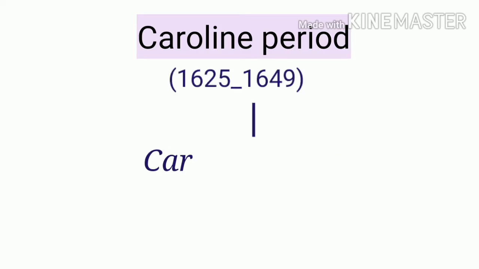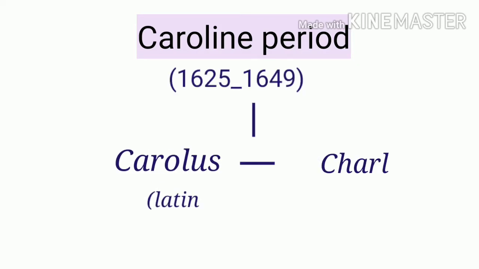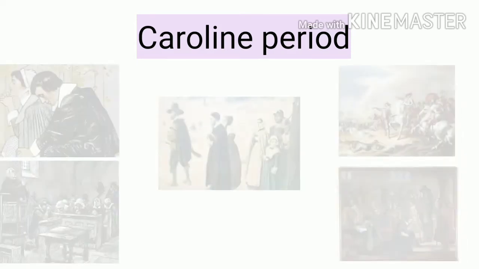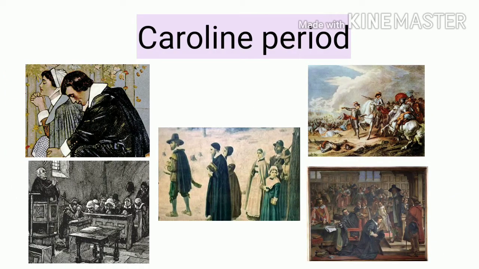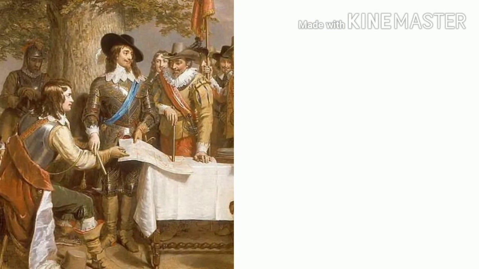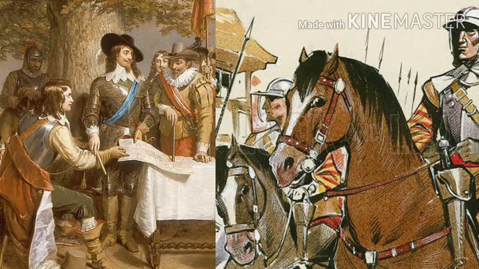The term Caroline is derived from Carolus, the Latin word for Charles. The Caroline era refers to the period in English and Scottish history named for the 24 years' reign of King Charles I, from 1625 to 1649, after his father James I. The Caroline Age was dominated by the growing religious, political and social conflicts between the king and his supporters, termed as Royalists, and the Parliamentarians or the Puritans that emerged during Charles' rule.